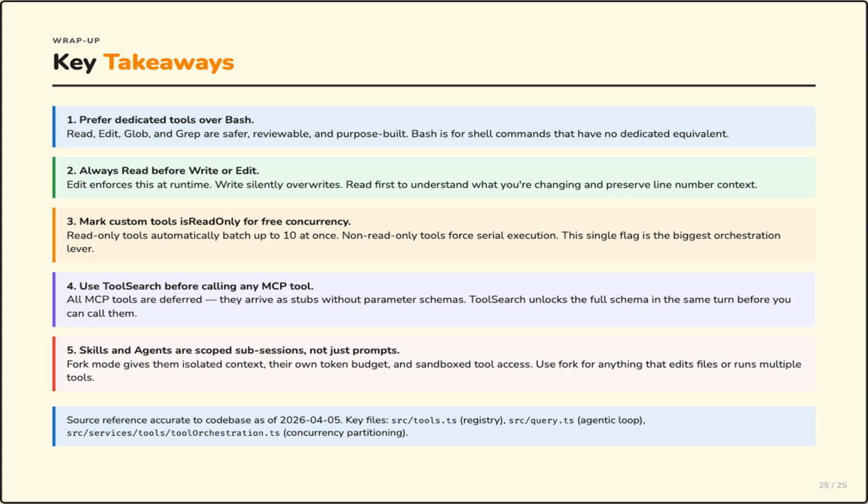And fifth, skills and agents are scoped sub-sessions, not just prompts. Fork mode gives them isolated context, their own budget, and sandbox tool access. Use fork whenever a skill edits files or runs more than one tool.